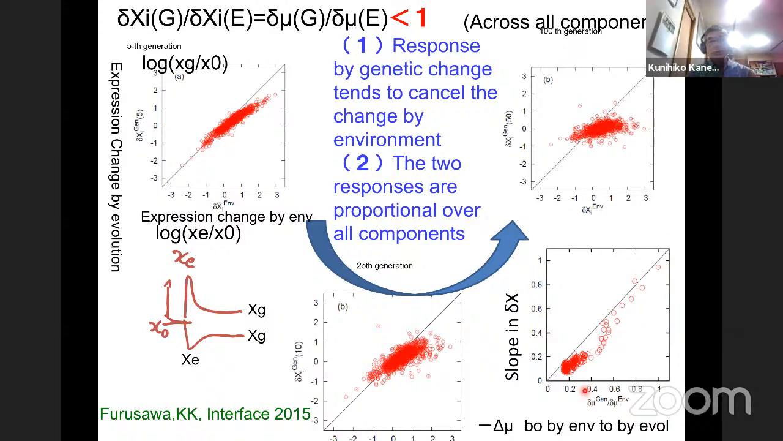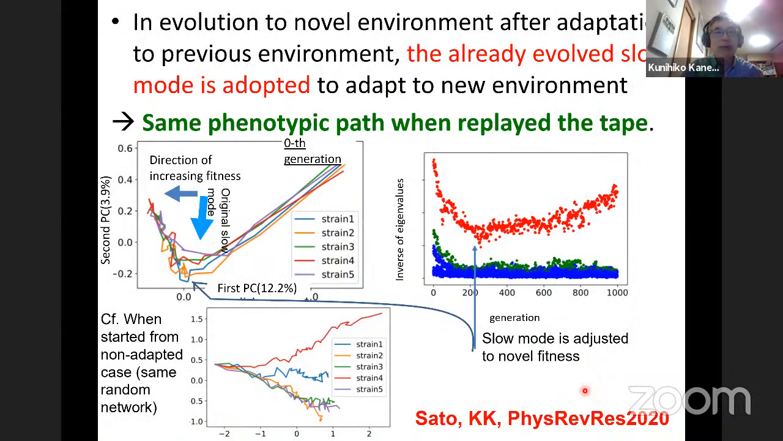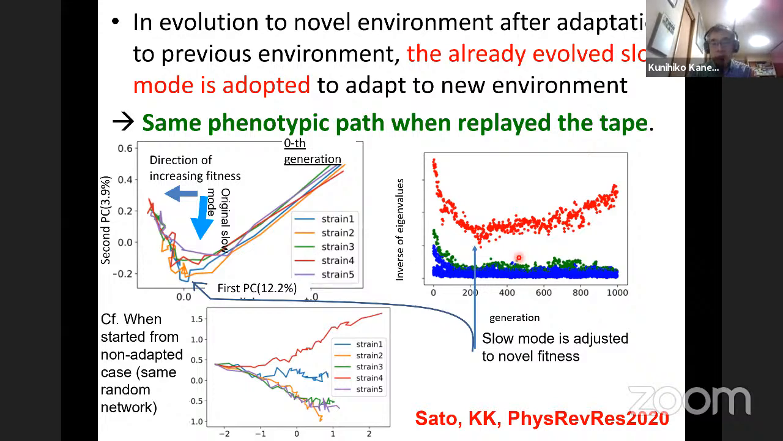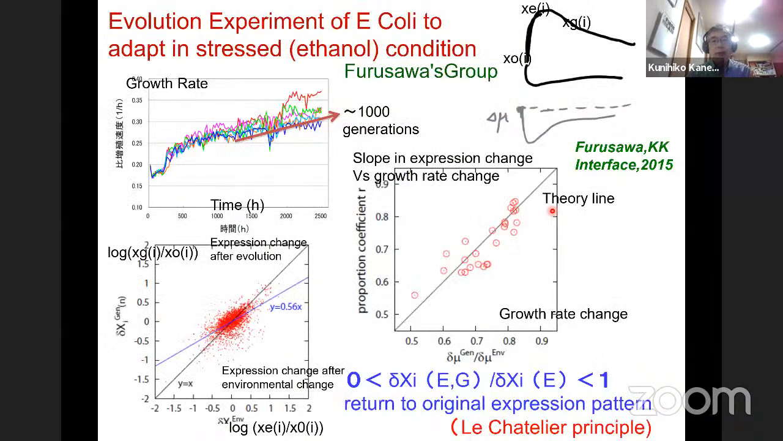So, okay, maybe I have to skip this. The message here is that phenotype change is high dimensional, but the adaptive changes are drastically restricted into a low dimensional, or one-dimensional, space. And phenotypic evolution here is, in some sense, very much restricted into a low dimensional space.